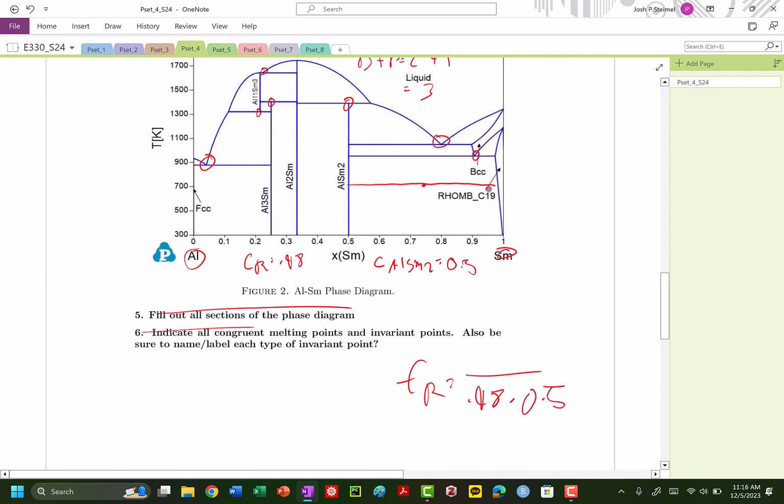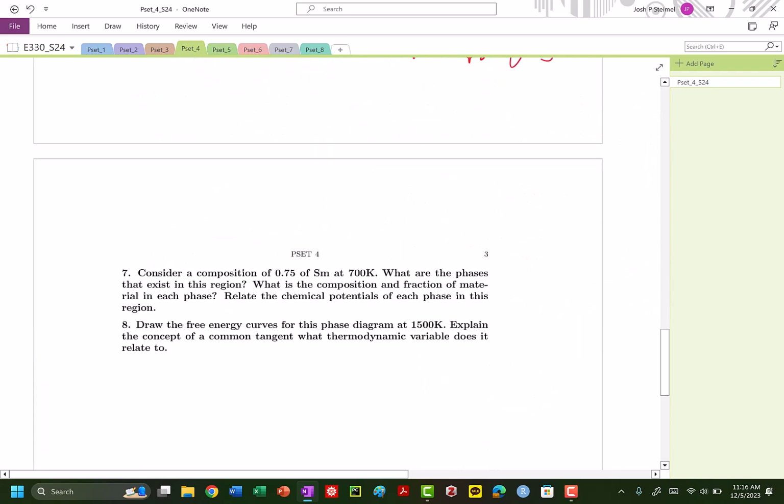And then remember, we run to the opposite. So if I'm looking for rhombohedral, I'm going the opposite. So I'm actually going to have 0.75 minus 0.5. And if I'm looking at the fraction that is in the AlSM2, it's going to be that same denominator, 0.8 minus 0.5, but we're also going to, again, run opposite. So it's going to be that 0.98 minus 0.75. So kind of in the middle here, and those values reflect that.